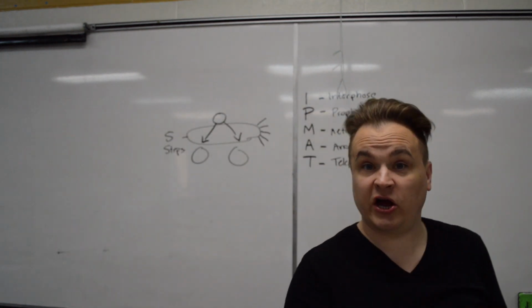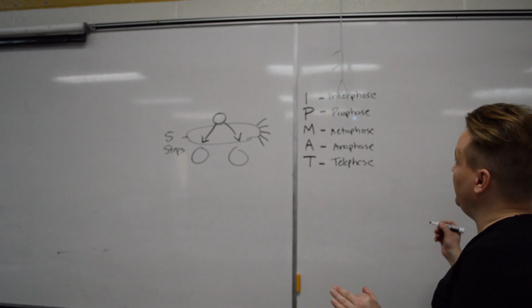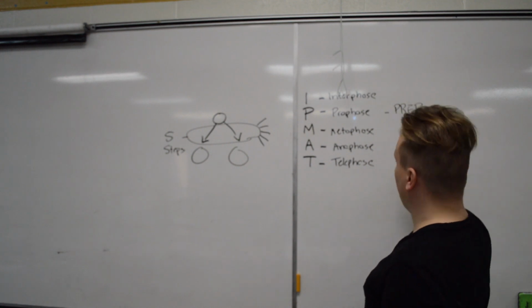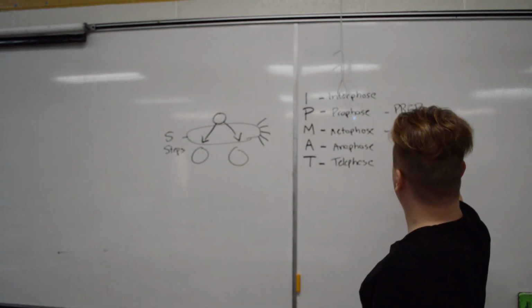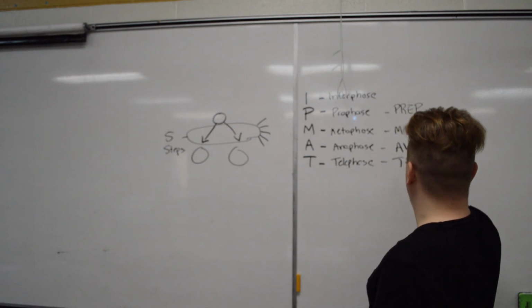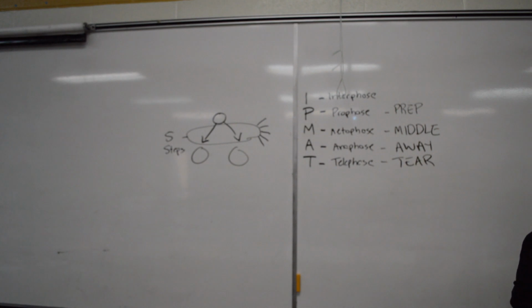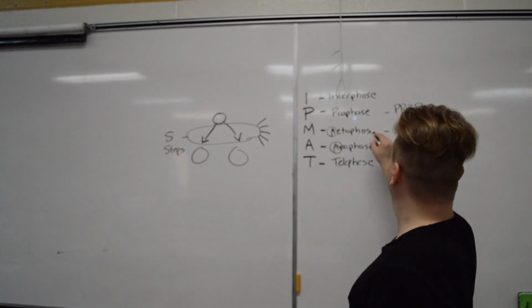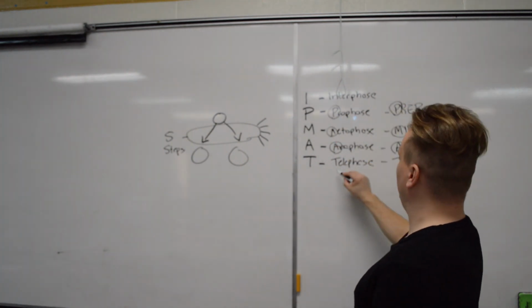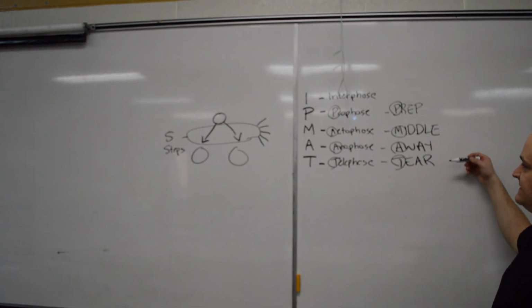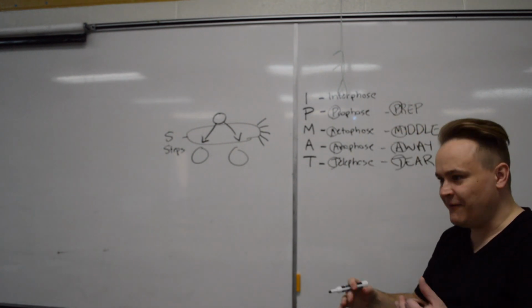Another thing that I want you to write, you're not going to know what this means just yet, but I would say write the word prep, write the word middle, write the word away, and write the word tear. Write those down because look at this. Anaphase, away, metaphase, middle, prophase is prep, telophase is tear. That's a good way, if you could remember prep, middle, away, tear. I picked my apples today. You almost know everything that's going to happen.